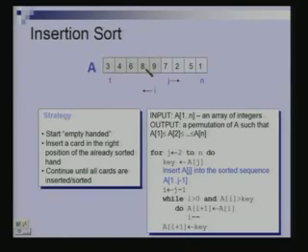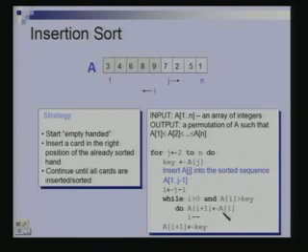Then I compare 7 with 8. 8 is still more than 7, so I'll move it right. Then I compare 7 with 6. 6 is smaller than 7. So now I have found the right place for 7, and I would put 7 in here. That's exactly what is happening in here.